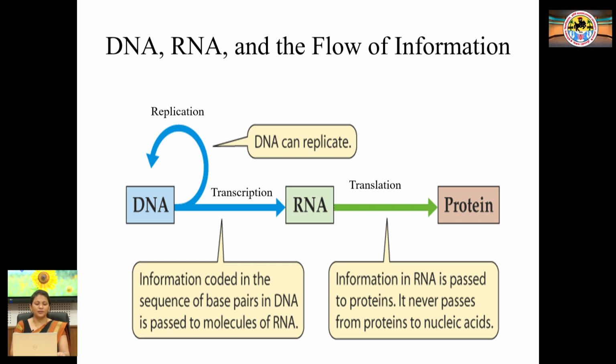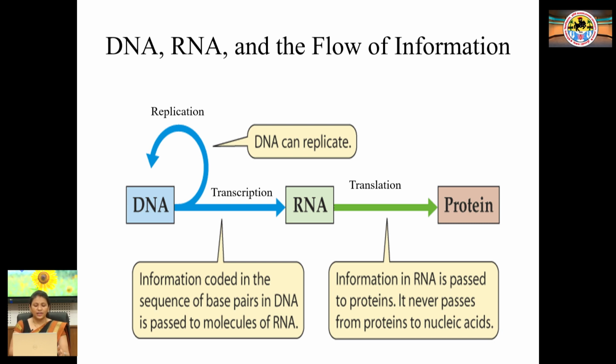First one is replication. DNA forms its copy by the process called replication, and this DNA is transcribed to RNA by the process of transcription. So, DNA can replicate and produce its copy. This is called replication. Information coded in the sequence of bases in DNA is passed to the molecule of RNA. This process is called transcription, and the RNA that is transcribed is processed to protein by the process called translation. So, information in RNA is passed to protein; it is never passed from protein to nucleic acid.